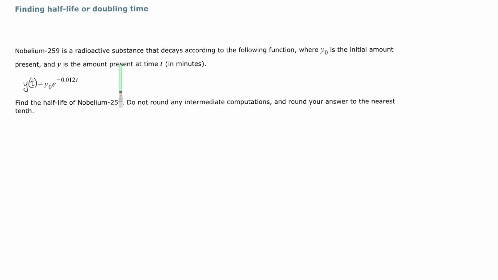Nobelium-259 is a radioactive substance that decays according to the following function, where y naught is the initial amount present, and y, well, that shouldn't say y, that should say y of t. Y of t is the amount present at time t in minutes. Y of t is equal to y naught e to the negative 0.012 times t. Find the half-life of nobelium-259. Do not round any intermediate computations and round your answer to the nearest tenth.